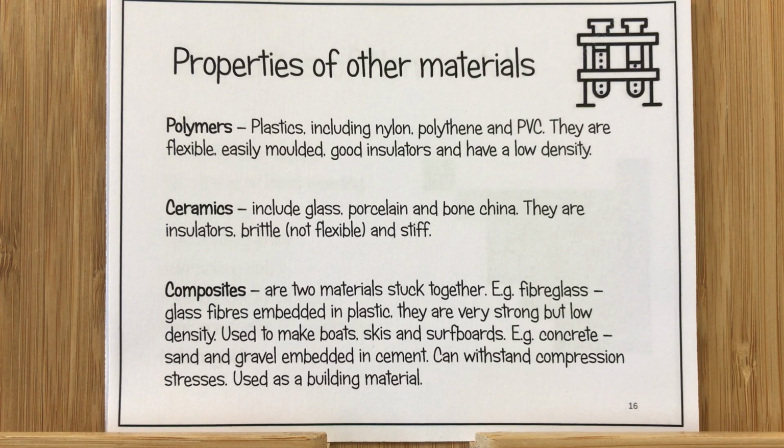Composites are two materials stuck together, for example fiberglass, which is glass fibres embedded in plastic, which makes them very strong but with a low density. Fiberglass is used to make boats, skis and surfboards. Another example is concrete, which is sand and gravel embedded in cement, and they can withstand compression stresses and they're used as building materials. So again, they're very strong.